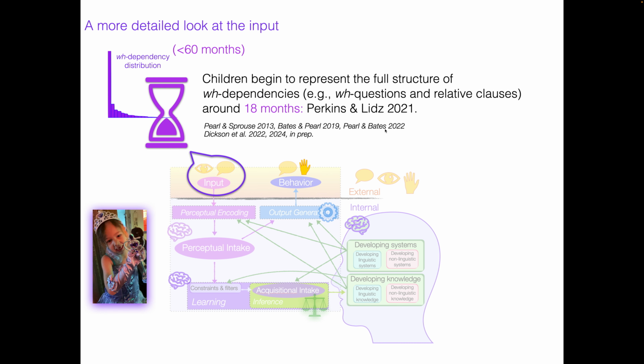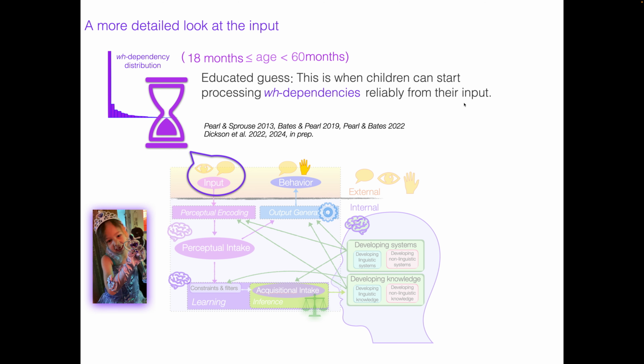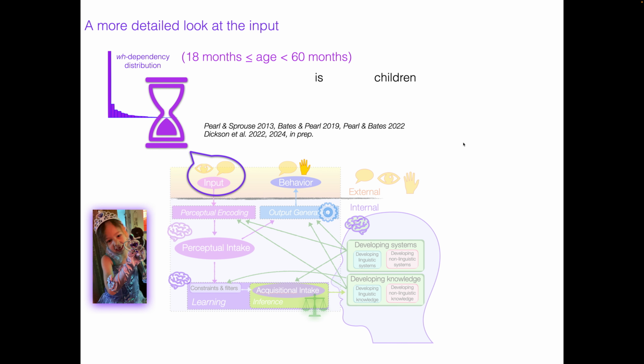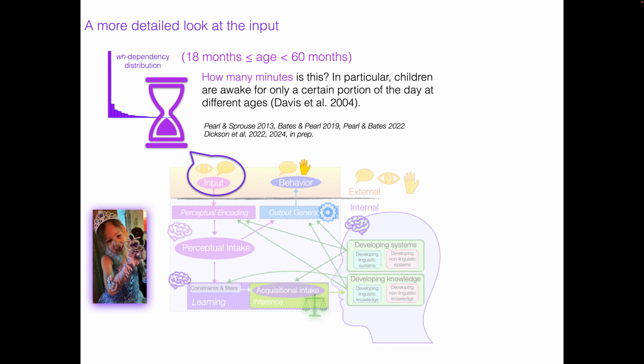And so when does it start? We have evidence that children begin to represent the full structure of WH dependencies, that is WH questions and relative clauses, around 18 months. That's when they can perhaps then reliably process WH dependencies from their inputs. They have from 18 months until just before they turn 5. That's our timing.